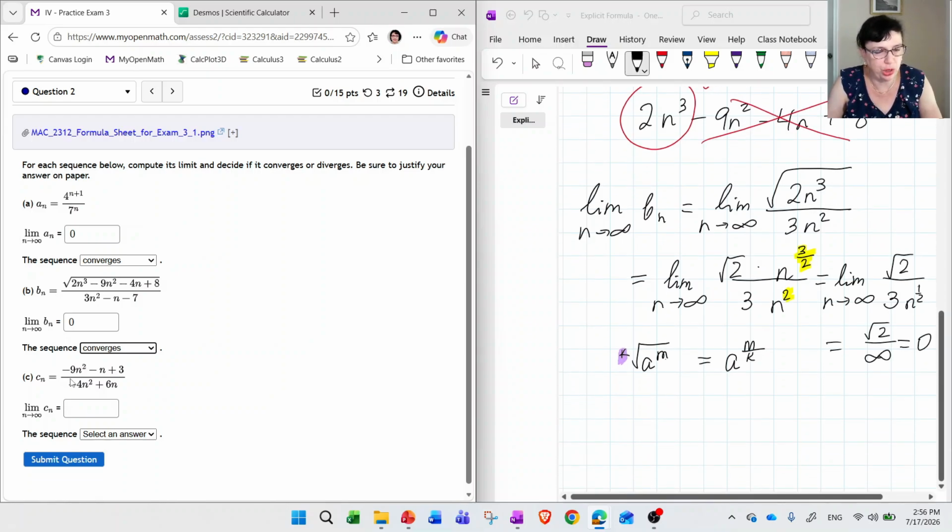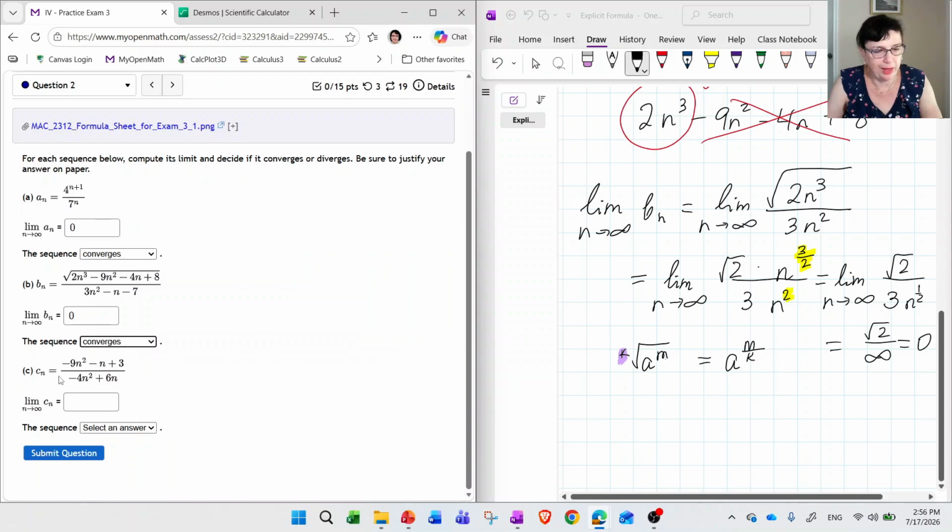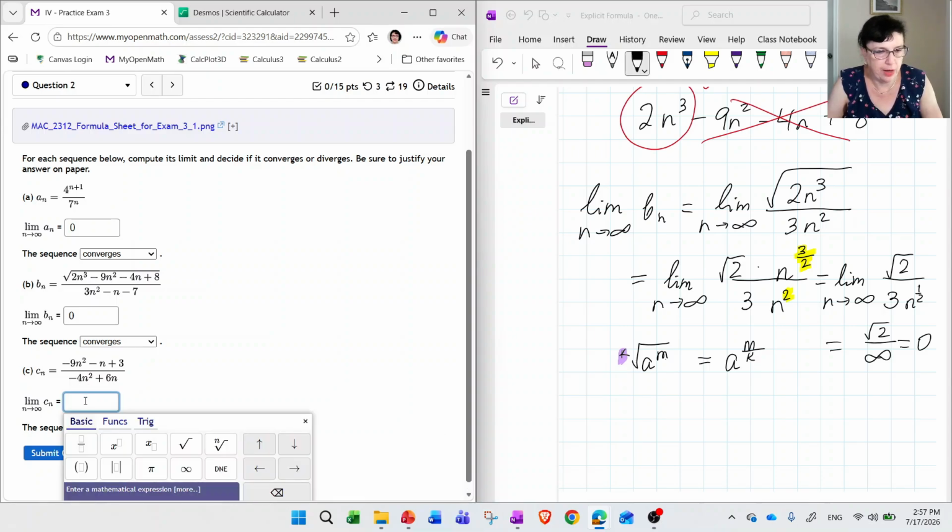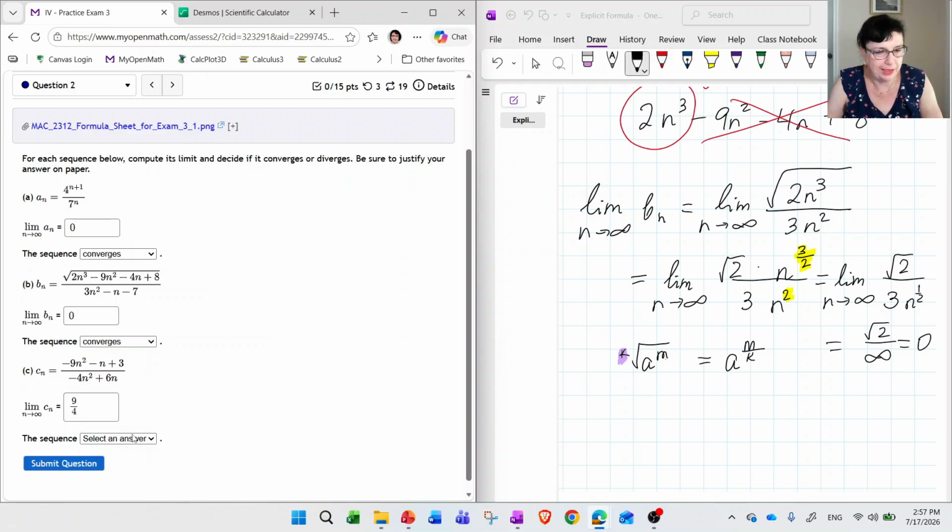Okay, so this one is actually super easy. I'm going to do it in my head. I can just cancel all the other terms. So this is just going to be negative 9n squared. And on the bottom, I have negative 4n squared. And n squared and n squared are going to cancel. And then you're just going to wind up with negative 9 over negative 4, which is 9/4. Now, that is a number. So that means it's going to converge.